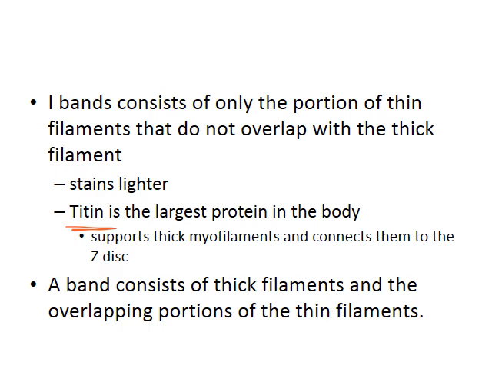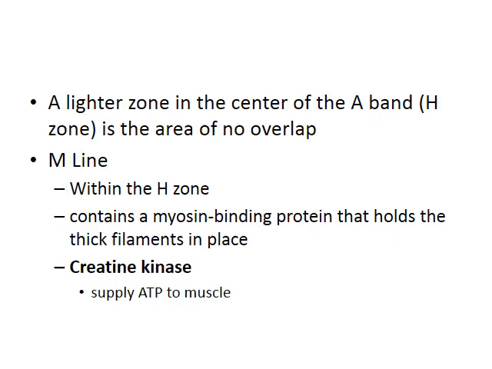The A band is going to consist of both thick and thin filaments overlapping each other. Now, within the A band, there's a lighter zone, which I kind of pointed out earlier, called the H zone. This is where there's no overlap, but it's still darker because it contains myosin filaments, so those are going to cause it to be a little bit darker than the I band.